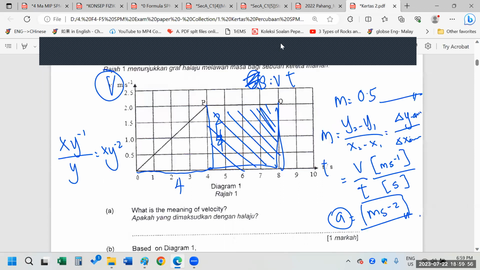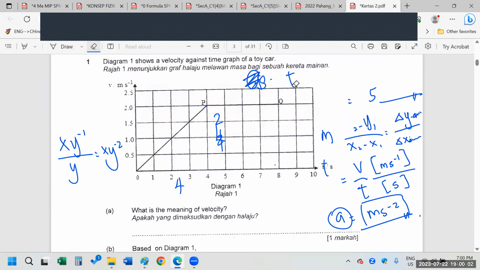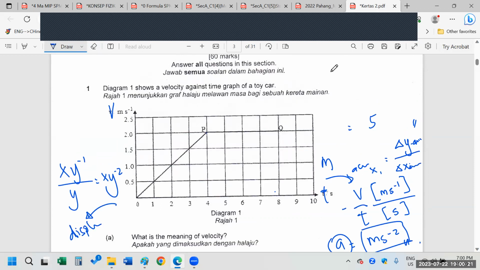Okay, let me look at this first. How to remember? Most of the time, SPM would give you a VT graph. Why? Because a VT graph can get displacement and can get acceleration. So you remember this first.